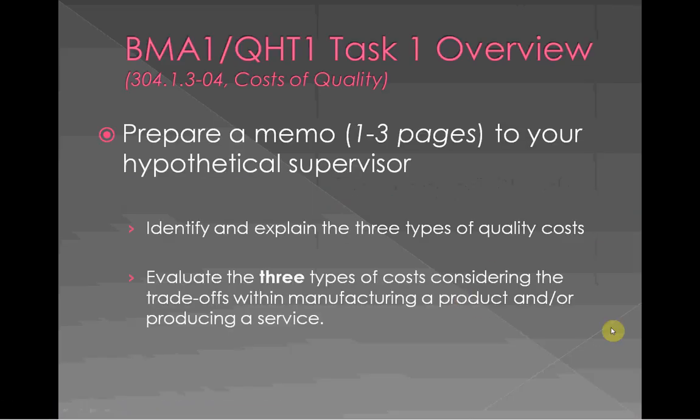The first task that you're going to be asked to accomplish within this course of study deals with 3 types of quality costs. We're going to ask you to prepare a 1 to 3 page memo to a hypothetical supervisor, and you're going to evaluate 3 types of costs considering trade-offs within manufacturing a product and or producing a service. So within a company that either manufactures a product or produces a service, one or the other, so it's not both. So you're going to look at trade-offs based on quality.